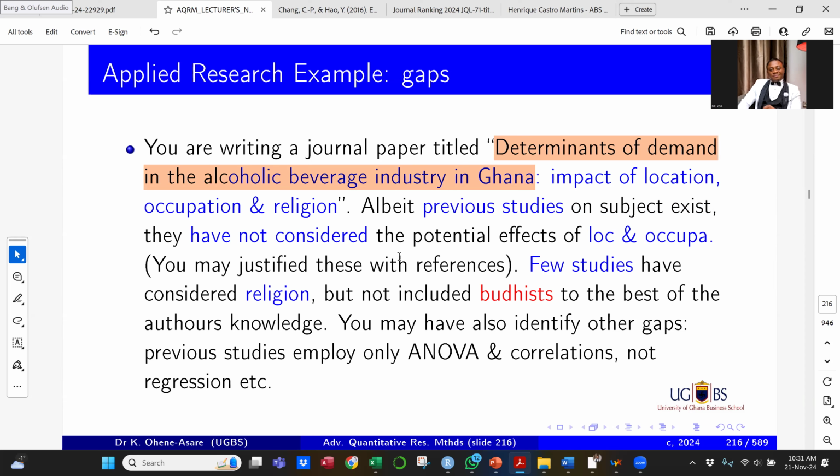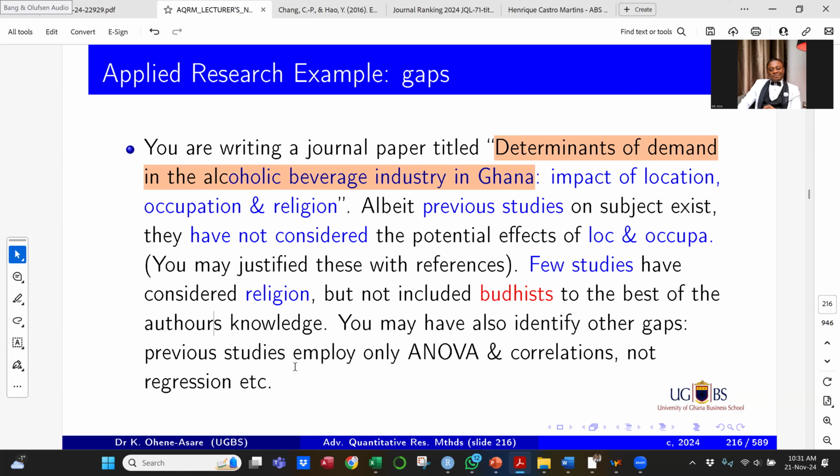And then when it comes to religion, you indicated a few studies have considered religion, but they've not included Buddhism. They always look at Christianity and Islam, but they've not considered Buddhism to the best of your knowledge. So you want to do a beautiful research on this matter. Of course, there are other gaps you may have seen.